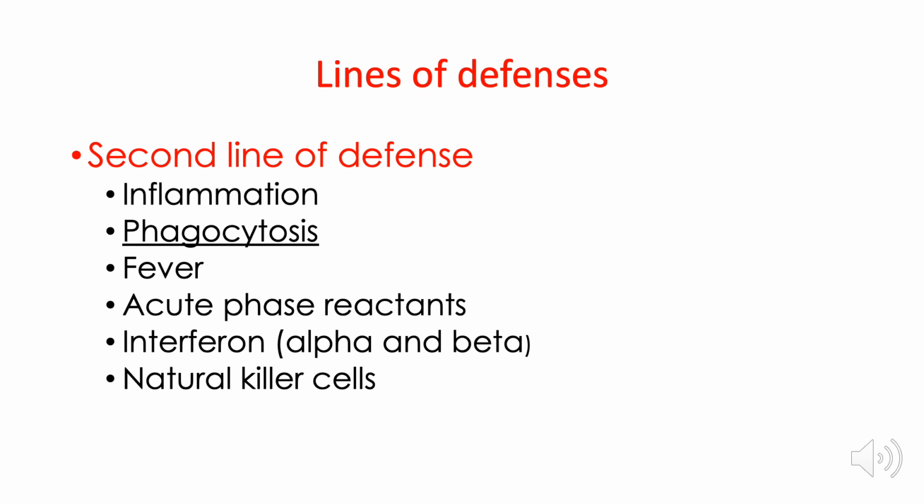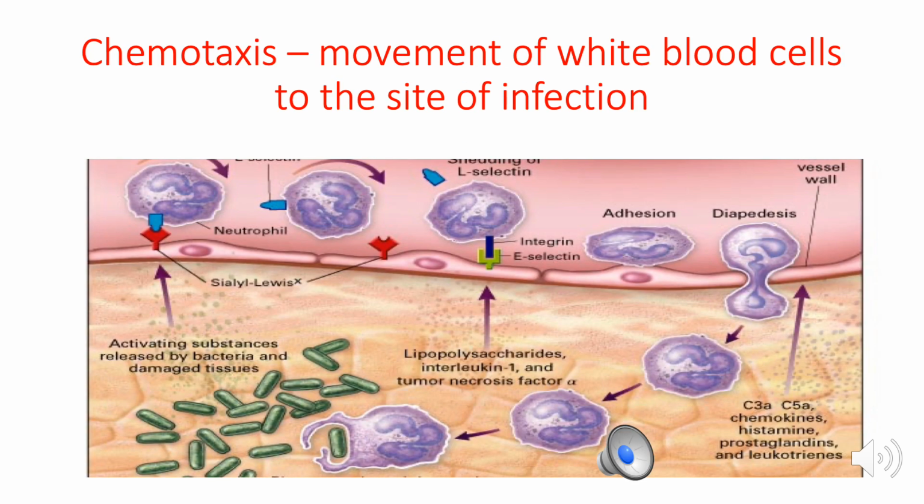And chemotaxis will now make it possible for the white blood cell to engulf the foreign material or the offending microorganism in the process called phagocytosis. And that is our second example of immune responses that fall under second line of defenses. Again, chemotaxis is the movement of the white blood cell from the blood vessel towards the site of infection.